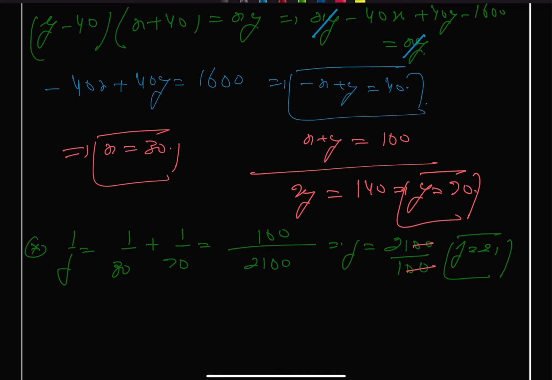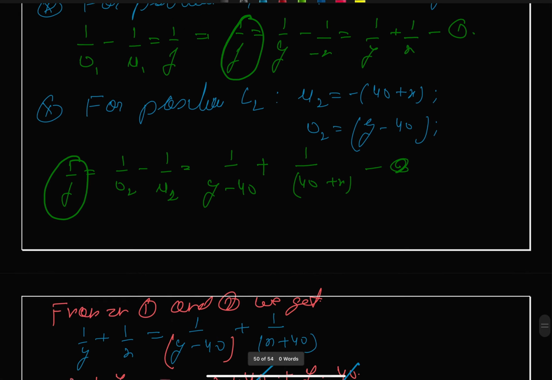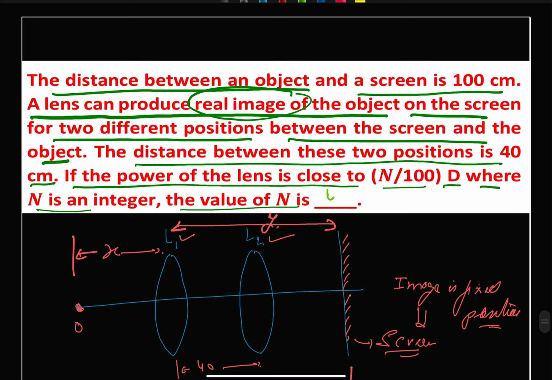Therefore we can say that our power is equal to 1 upon f, which is 1 upon 21, approximately equal to 4.76, and we are given that the power is equal to n by 100, which is equal to 4.76. This tells us that our n is equal to 476. So we get value of n is 476.